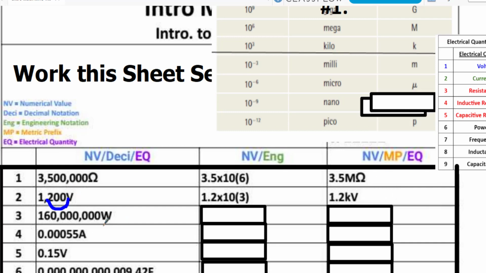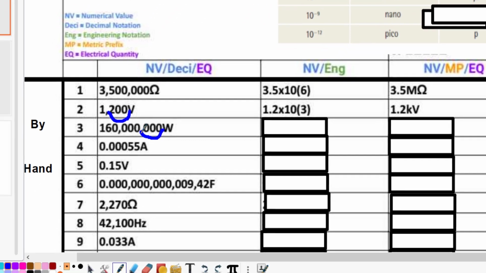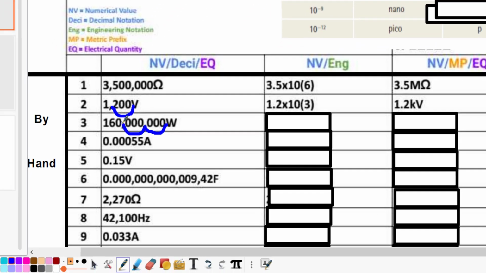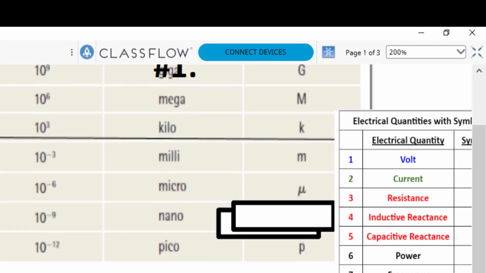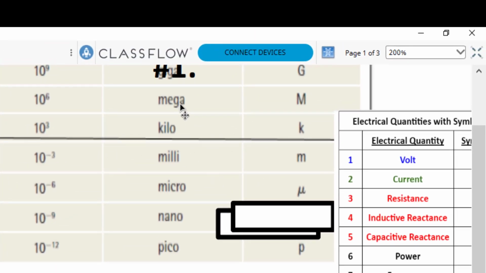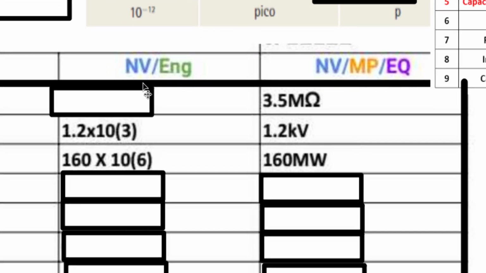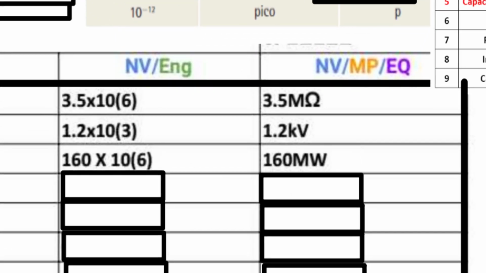All right, my next one here, I'm going to go 1, 2, 3, 4, 5, 6. I'm not going to jump another jump of 3 because that would be 0.160, which is less than 1. So I go 2 jumps of 3. That shows me that it's going to be 160 times 10 to the 6th. And 10 to the 6th, I look here, is mega, capital M. So it's 160 mega, and I was measuring watts.